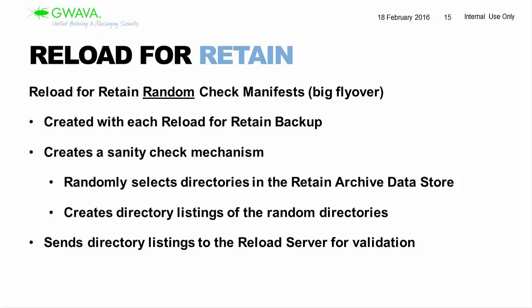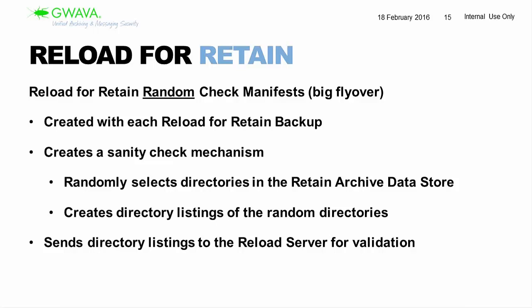Now, there's another manifest that's made with every backup job, called a random check manifest. Here's how this manifest works: it's a sanity check. It randomly selects directories on the retain server's archive data store, the source data, and randomly looks through various directories, gets those directory listings of the DAT files, and sends that right along with the standard manifest over to the server, and then the server validates every one of those random manifest entries.